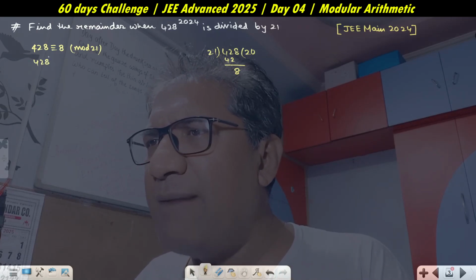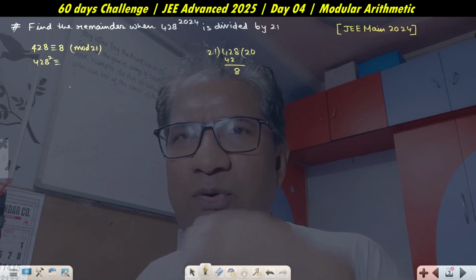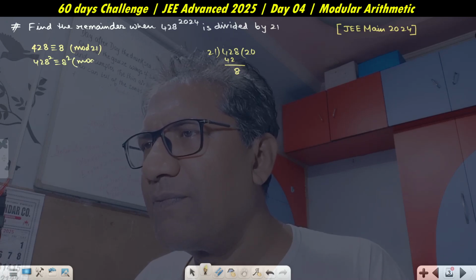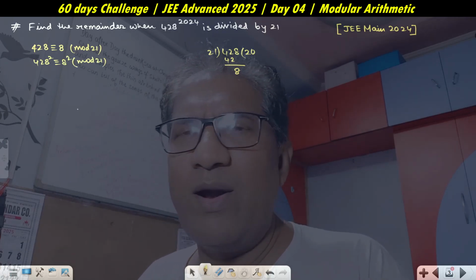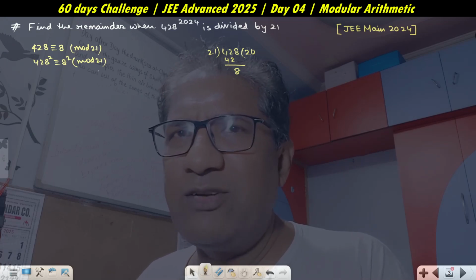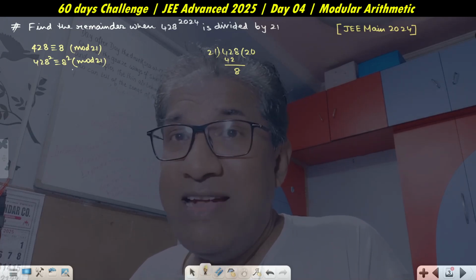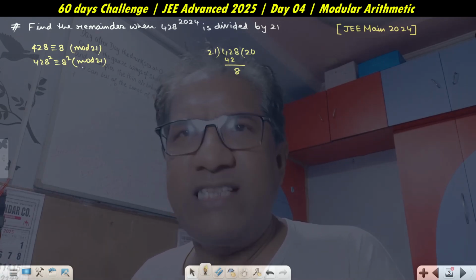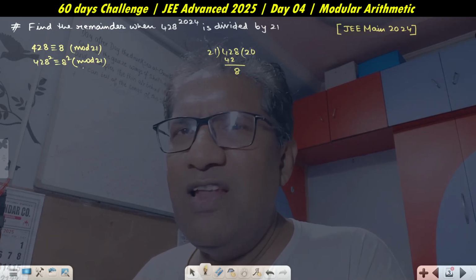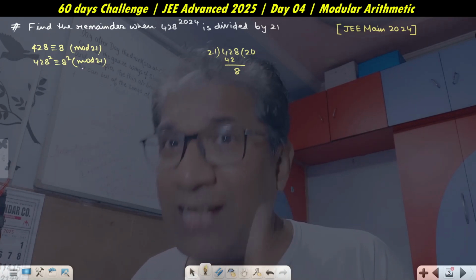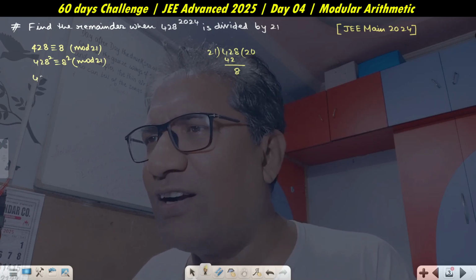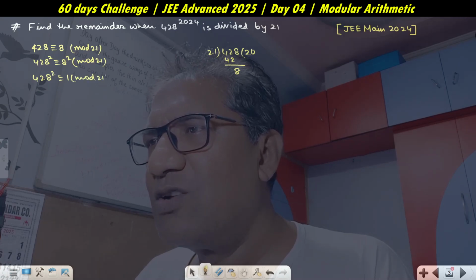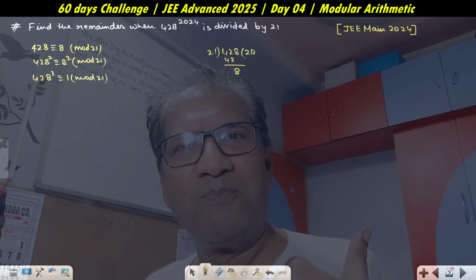So what I'm doing is I'm simply squaring. I'm raising its power to 2. So it will be what? 8 square. 8 square is 64. And when divided by 21, the remainder cannot be 64. So you have to subtract the divisor 3 times here. So 63 will go and the remainder will actually be 1. So you see, we got it. So remainder is 1 modulo 21. That's it. We have finished the sum.